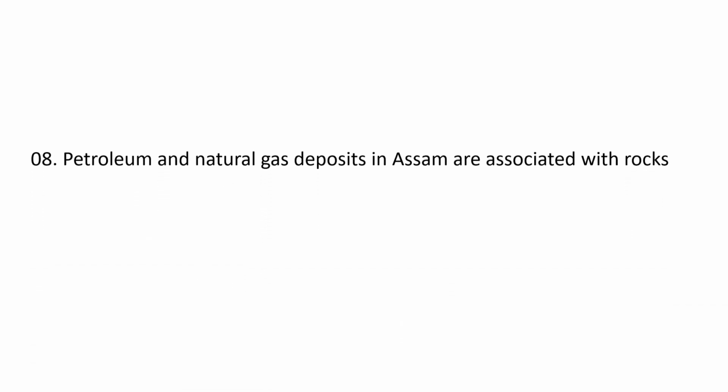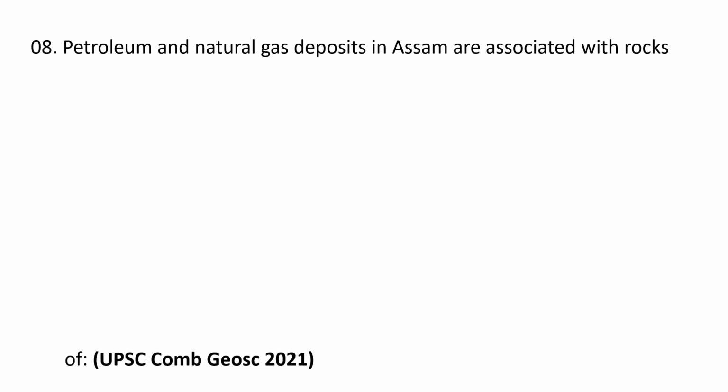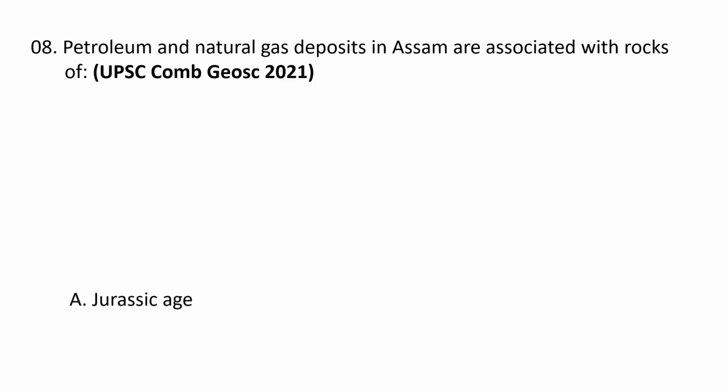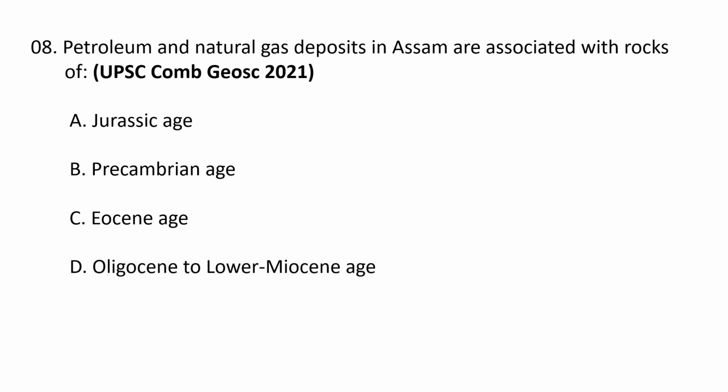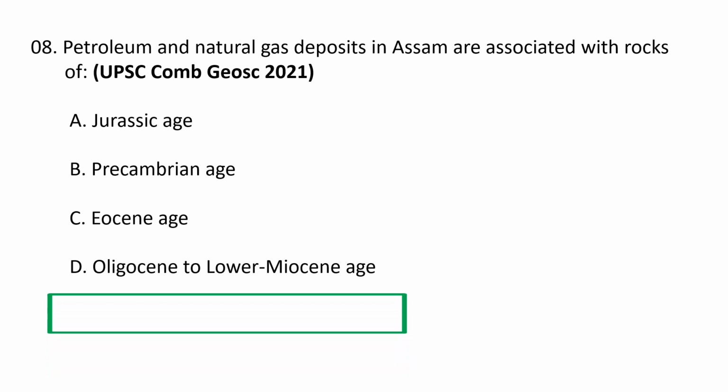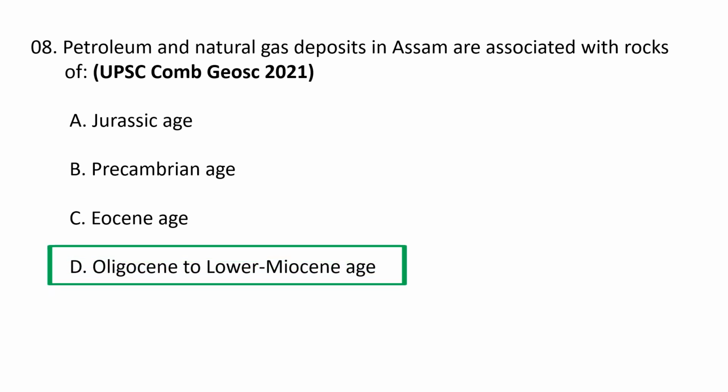Next question. Petroleum and natural gas deposits in Assam are associated with rocks of A. Jurassic age, B. Precambrian age, C. Eocene age, D. Oligocene to lower Miocene age. Petroleum and natural gas deposits in Assam are associated with Oligocene to lower Miocene age.